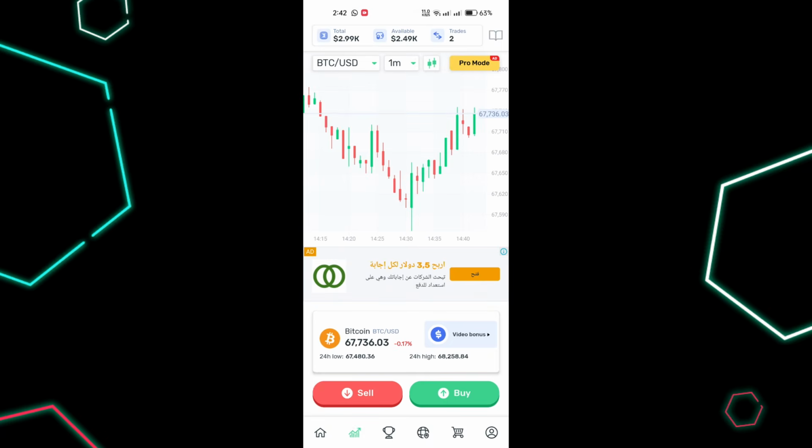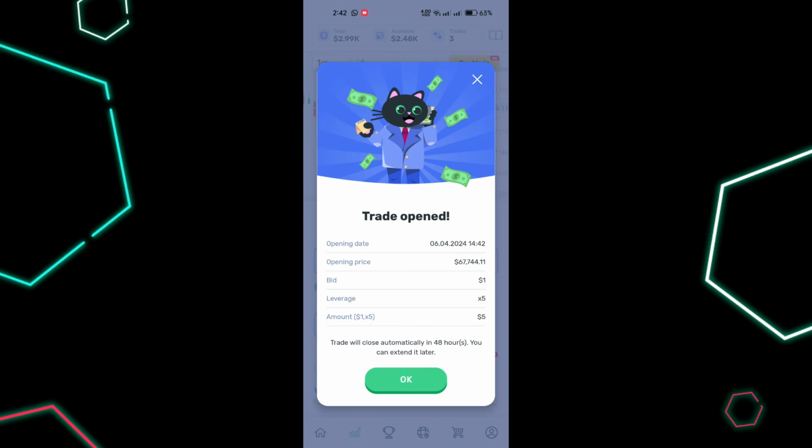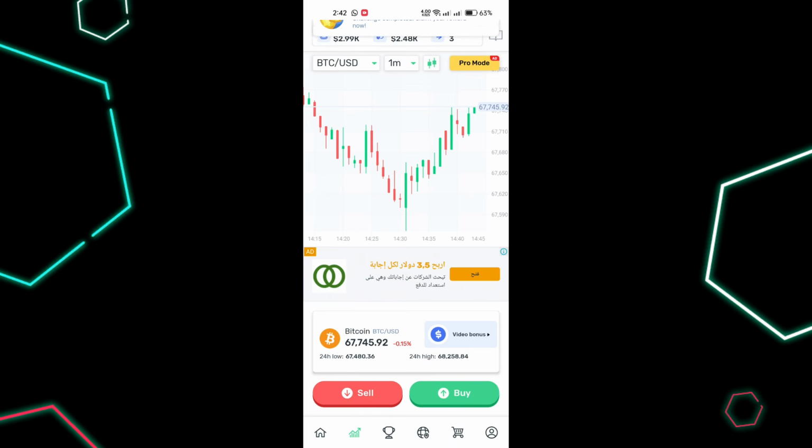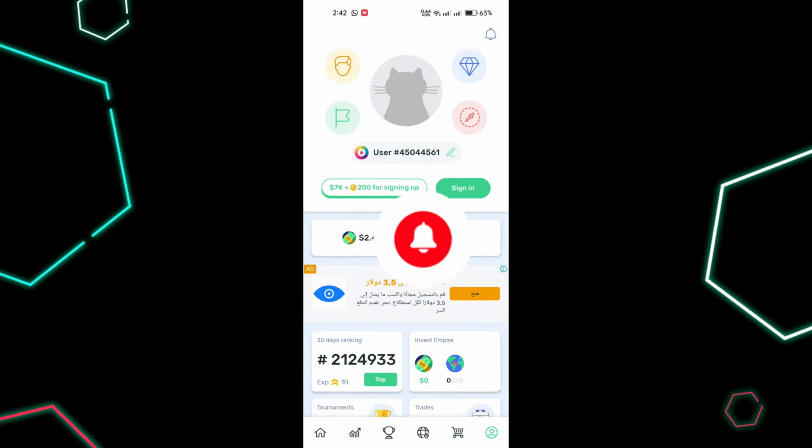Remember, any funds within the app are virtual and cannot be withdrawn or exchanged. Utilize the app to familiarize yourself with cryptocurrency trading strategies, market trends, and investment techniques. So, anyone who tells you that you can withdraw money from Cryptomania is a liar and cannot be trusted.